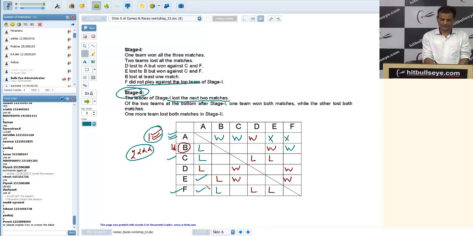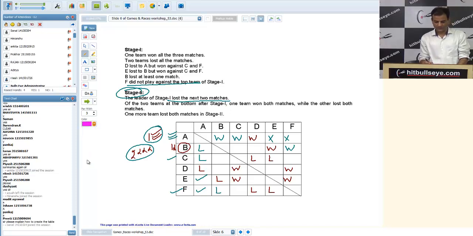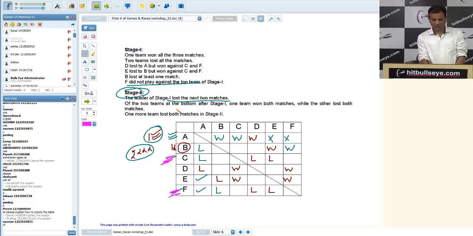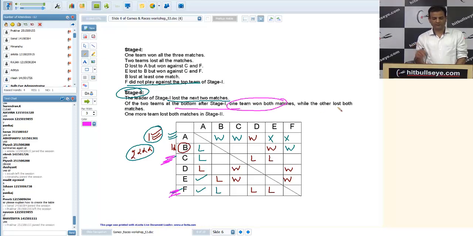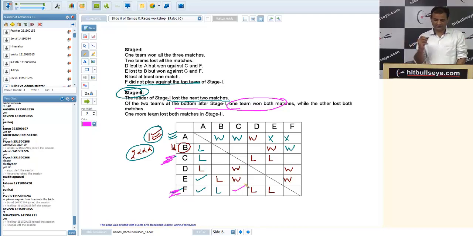Then again, of the 2 teams at the bottom of stage 1, what are the 2 teams? The 2 teams are C and F. These are the 2 teams which are at the bottom after stage 1. One team won both the matches. So F has already won one match, so that means F has to win the other match also. One team won both matches while the other lost both matches. So F will win both the matches. So F has to play against C, F will win against C, and C has to lose to F.